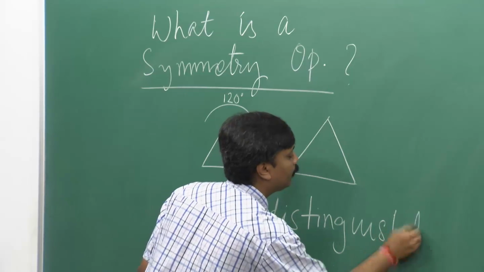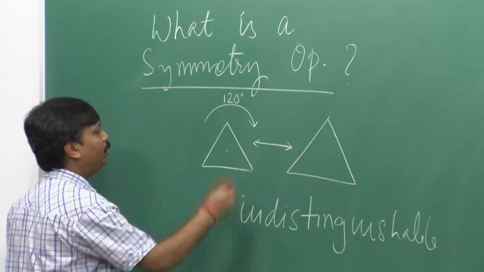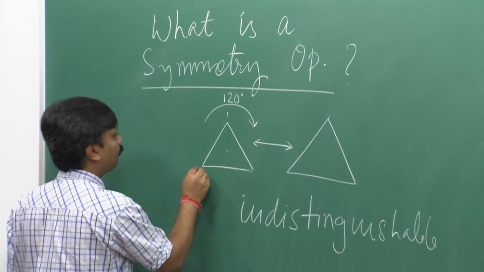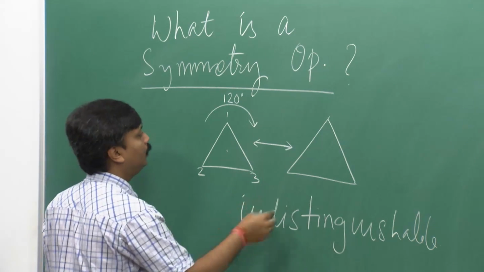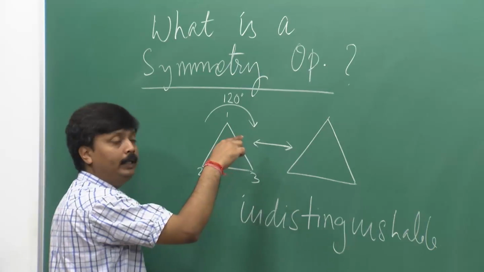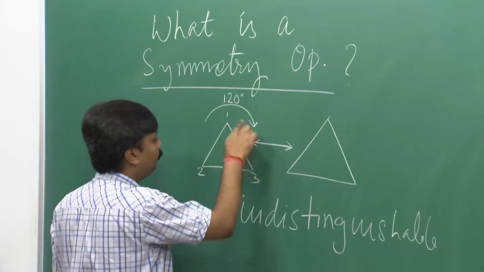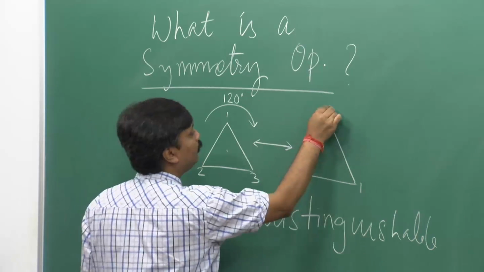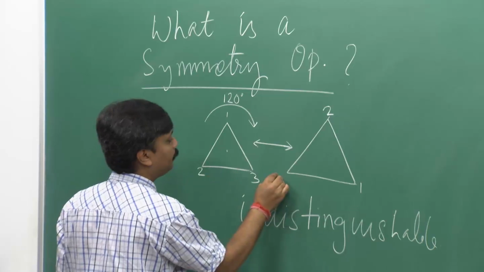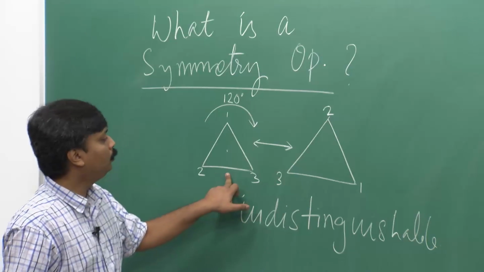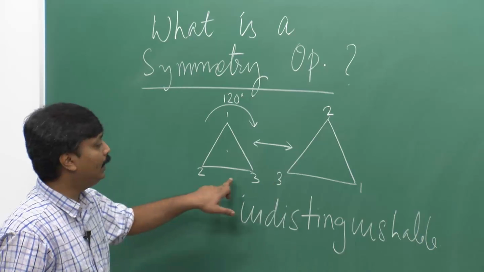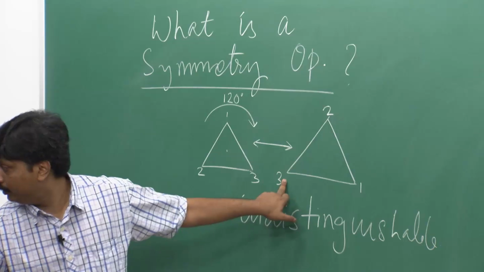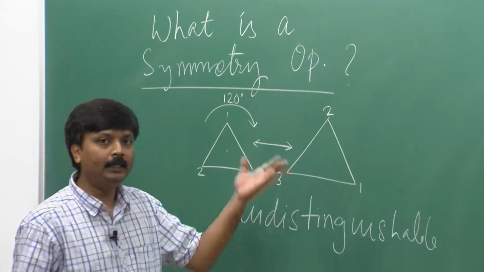If I could mark the vertices, I could write 1, 2, 3. Upon a 120 degree rotation, 1 comes here, 2 goes here, and obviously 3 comes here. So when I mark them, I can say that these two are indistinguishable, but they are not identical.